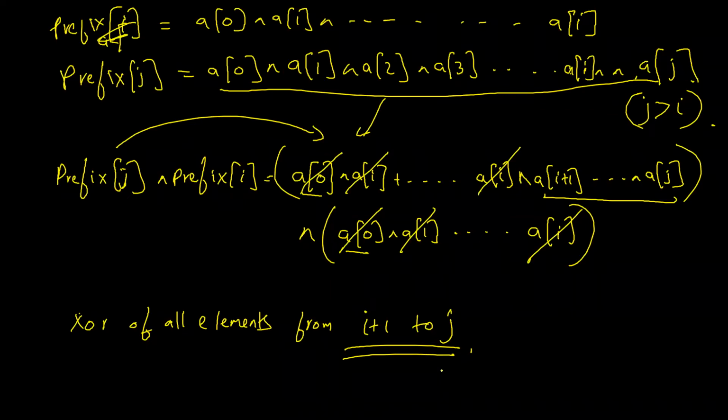Don't you agree, guys? It's like range sum immutable only, but you're not subtracting, you're XORing it again. So that they will get subtracted. They will get removed from the equation.